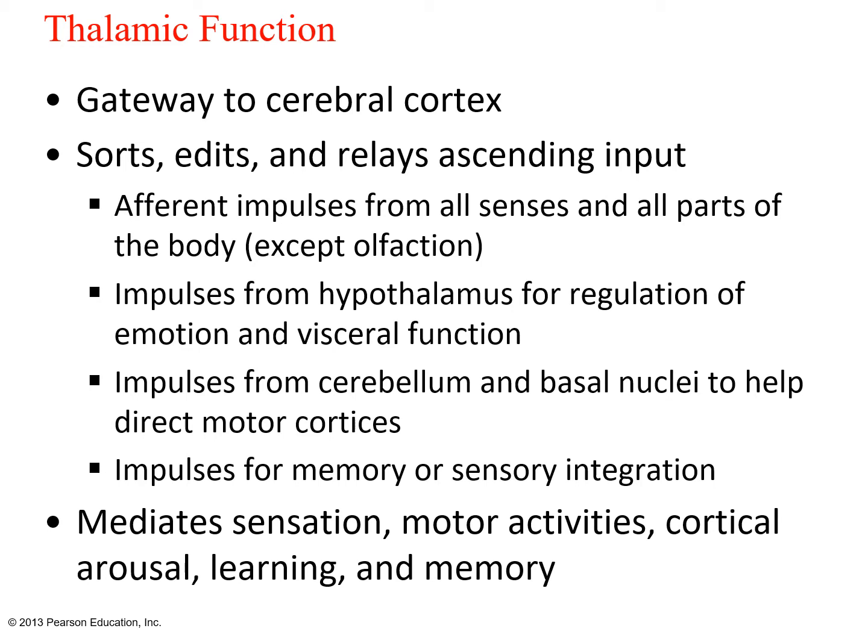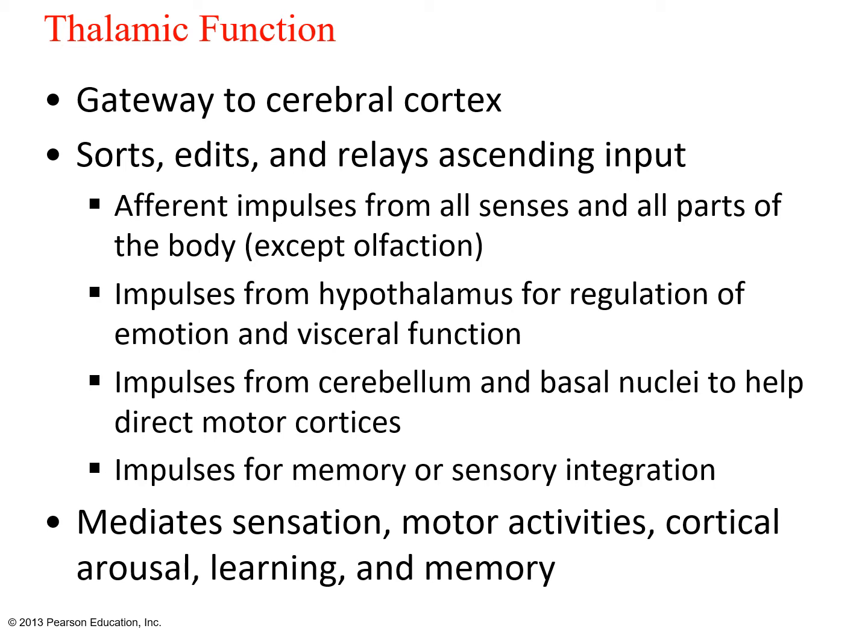The thalamus is really the gateway to the cerebral cortex for sensory information that has come up the spinal cord towards the brain. What the thalamus does is sort and edit ascending input and relay it to the proper location. It takes in afferent impulses from all of the senses and all parts of the body, with the exception of the sense of smell.